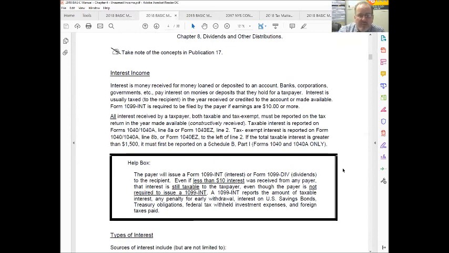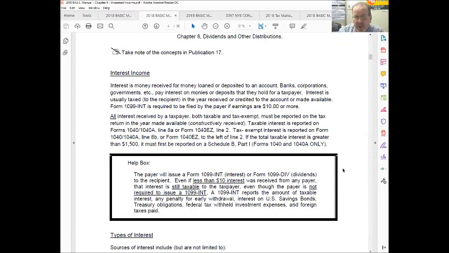Interest income, again, is money received for money loaned or deposited, okay? Or interest might be on different things like bonds or whatever it may be, but it's that income that you have. It is unearned income, all right? It's going to be reported on a 1099 INT or whatever it may be on there. Some tax exempt dividends and interest might be on the 1099 DIV.